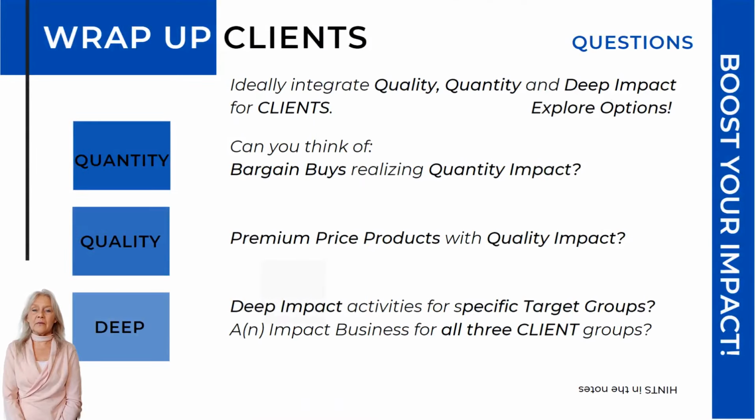Quantity impact from bargain buys, such as cheap apps, online classes, even freemiums. Quality impact from premium-priced products such as health food, certified goods, workshops and coaching. Deep impact, solving acute needs such as homelessness, emergency aid and rebuilding lives, food banks, supporting people in debt, etc. Can you innovate for all three?